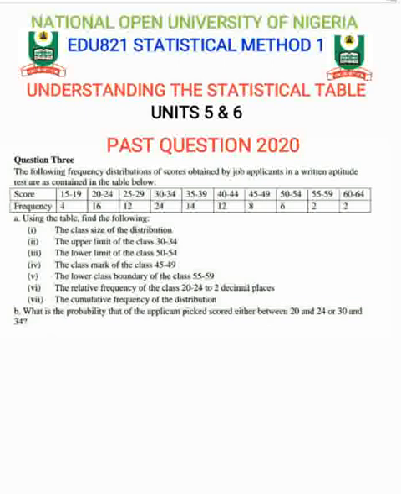In this section, we are going to discuss the table, and we title it Understanding the Statistical Table. This will help us to understand the 5th and 6th units of the course material. So we're going to do this in line with the past question taken from 2020 past question. We have it here displayed, and we're going to learn how to resolve this question as we treat the concept of understanding the statistical table.